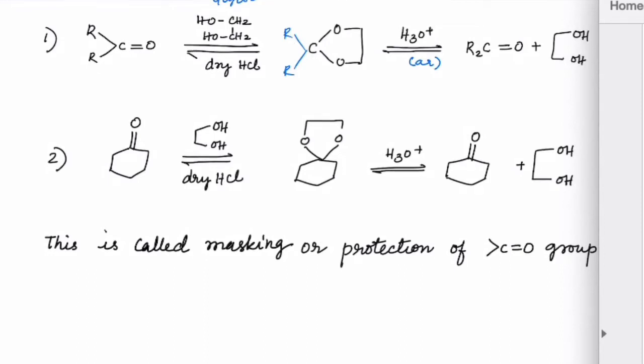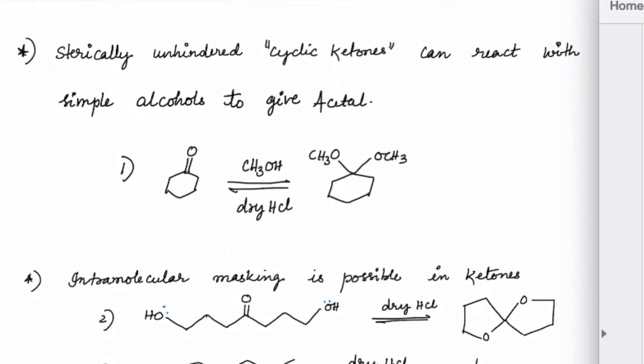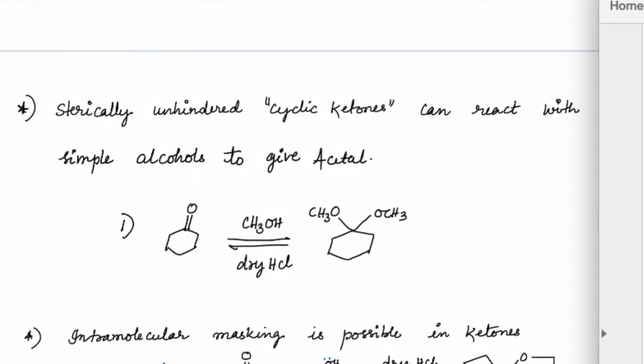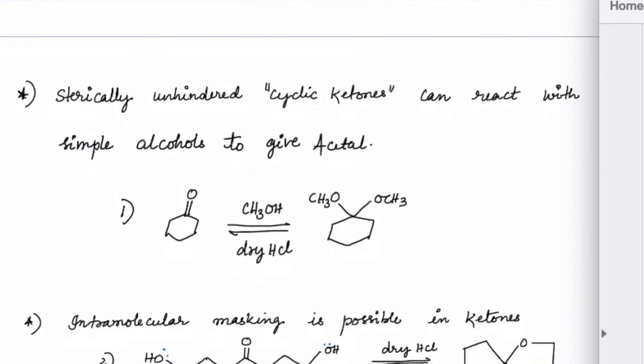Now that is exactly what you would see in the case of cyclic ketones. So in the case of cyclic ketones, we will see that even the regular CH3OH will attack and you will get this type of acetal formation. Any doubt, guys?